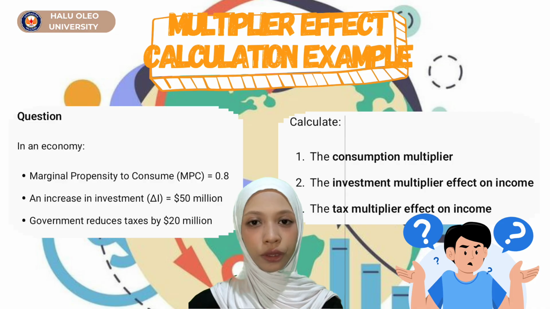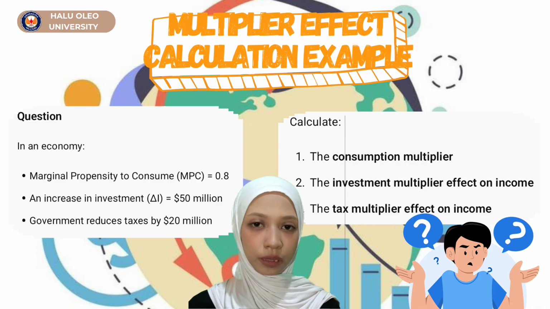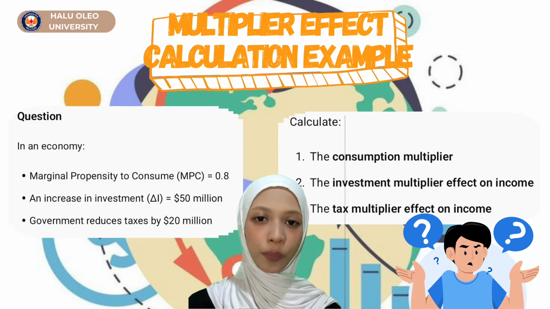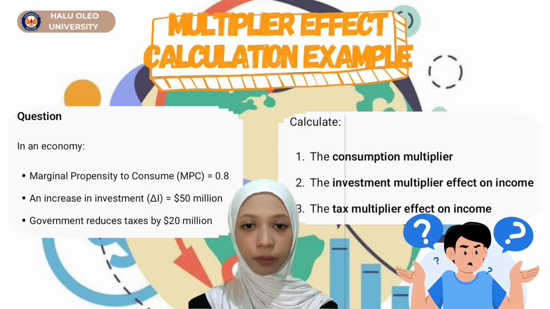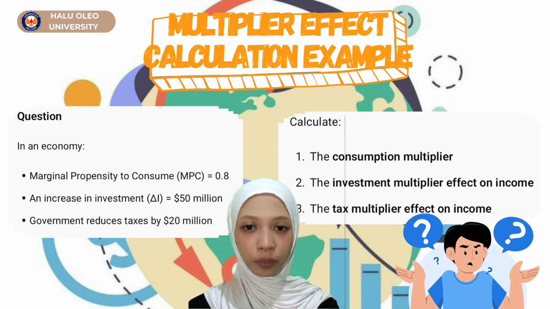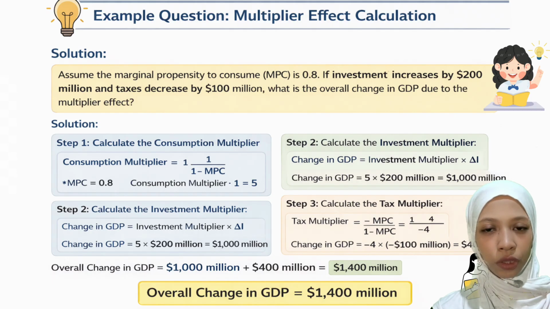So this slide also shows an example of multiplier effect calculation. With an MPC of 0.8, we calculate the multiplier and then measure the impact of investment and tax change. As shown in the image, small policy changes cause a much larger change in gross domestic product. So this is the solution.